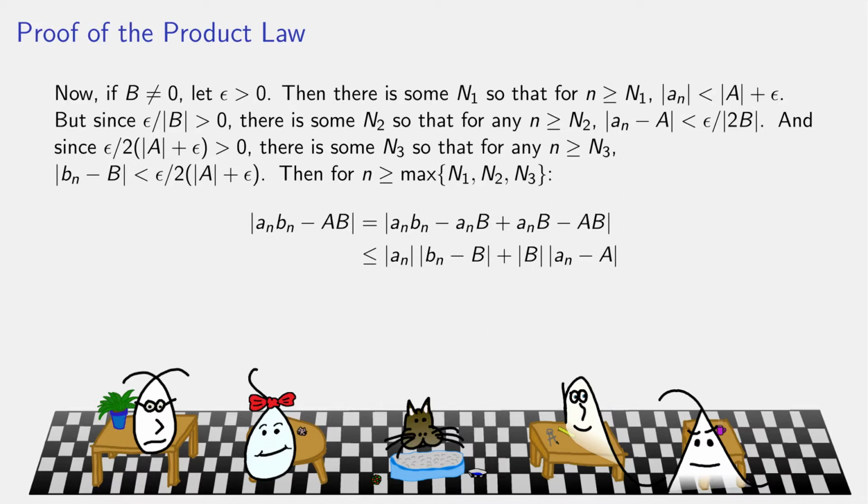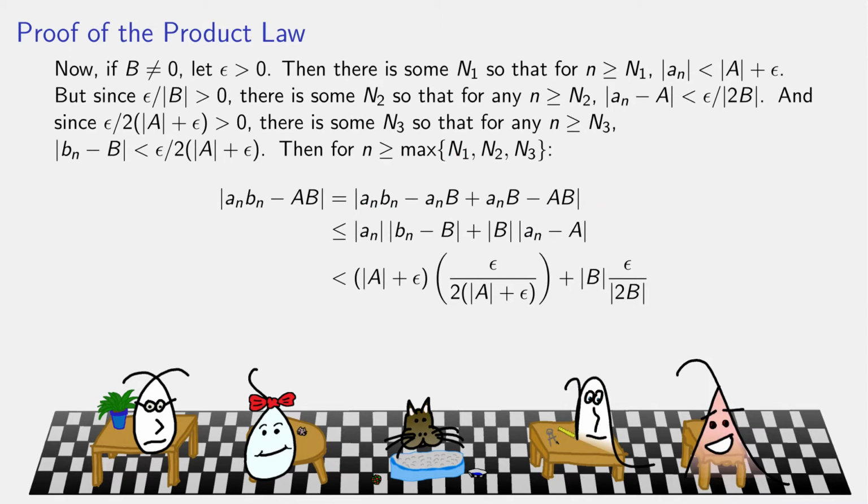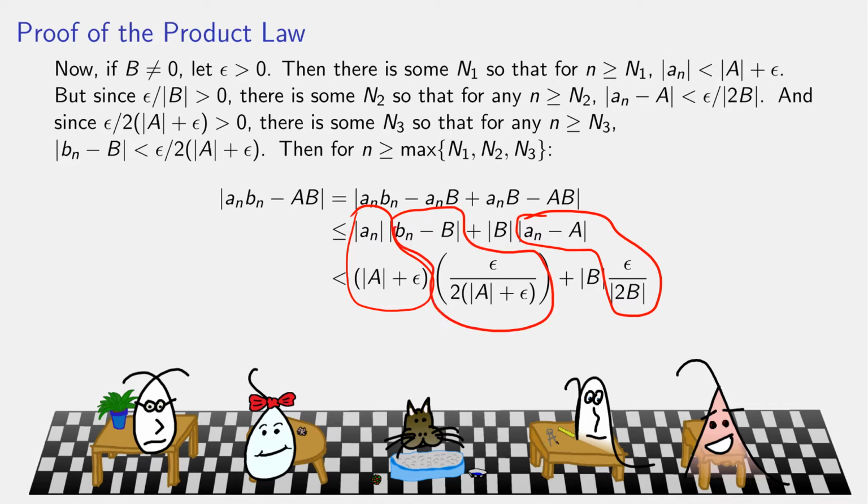Okay, so I split this up into 2 absolute values. From this first one, I factor out a_n, and from this one, I factor out capital B. Of course, I'm factoring them out with an absolute value. Now, what did we assume? First of all, a_n is less than the absolute value of A plus epsilon, but also a_n minus A is less than epsilon over 2B, and also b_n minus B is less than this monstrous quantity.